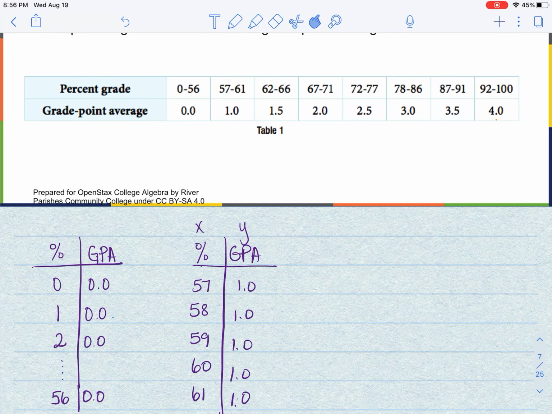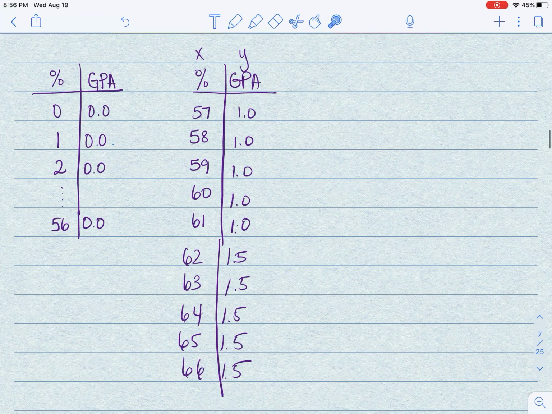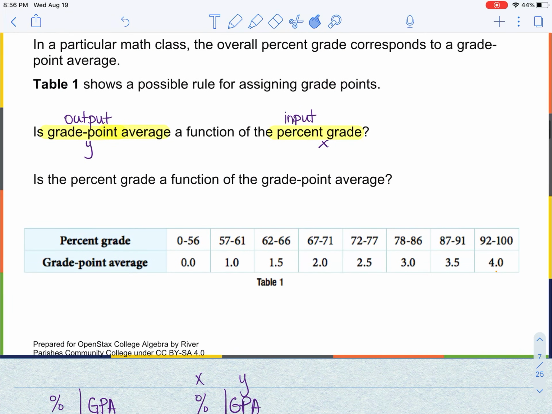If we look at these, 57 is only a 1.0. 58 is only associated with a 1.0, 59 is only associated with 1.0, skipping down, 65 is only associated with a 1.5. What this means is each percent grade is associated with only one GPA. So you can't make, let's say, a 63% and have two different GPAs. You only have one GPA, and that's a 1.5. So in this case, that makes that a function. Yes, this is a function.